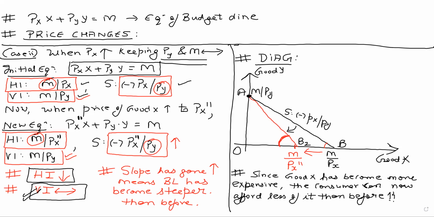So guys, this is where I intend to stop. With this, our topic on budget lines is over within consumer theory. Okay. In the next lecture, we will now talk about consumer preferences. In this lecture, we had a good discussion on consumer affordability, which is captured by budget lines. But in the next lecture, we will discuss consumer preferences.